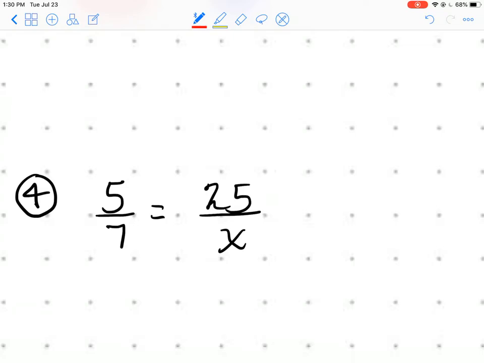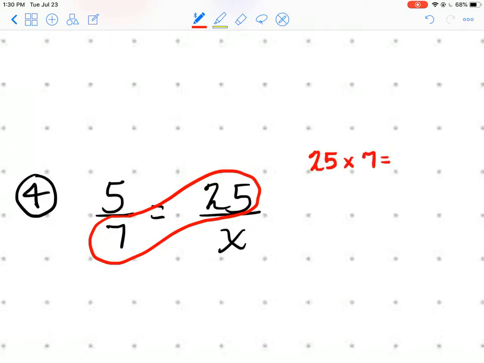Okay, on this one, I need a cross product, but I can't use a letter, so it has to go this way. So 25 times 7 should be 175, but I'm going to check it to be sure. And divide that by 5. And that is 35. So this time your x, your missing number, is 35.